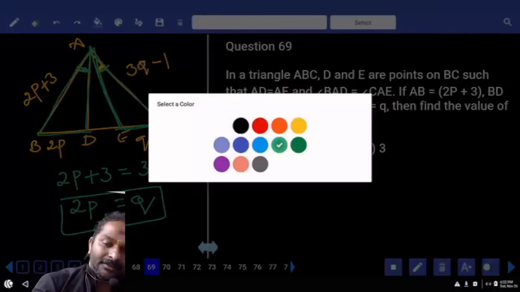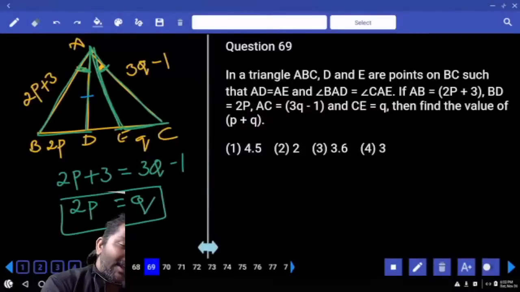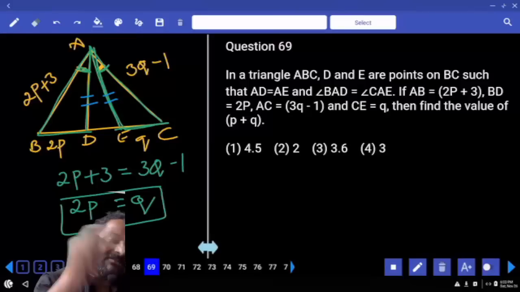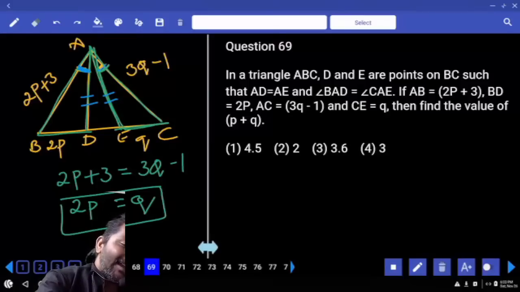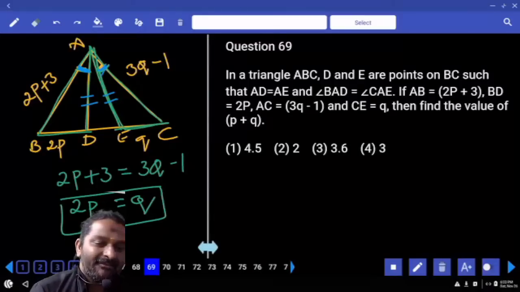Got it? We were clearly told AD and AE both are equal. Side is equal. Sides AD and AE both are equal. Angle at A and angle at A for both the triangles are equal. Angles same, side same. Okay?